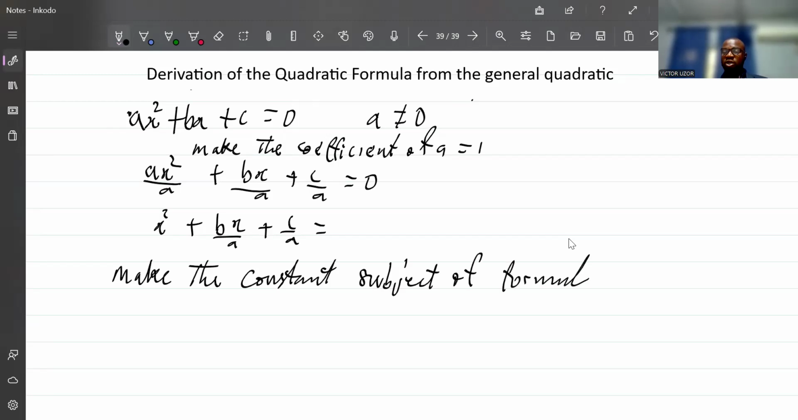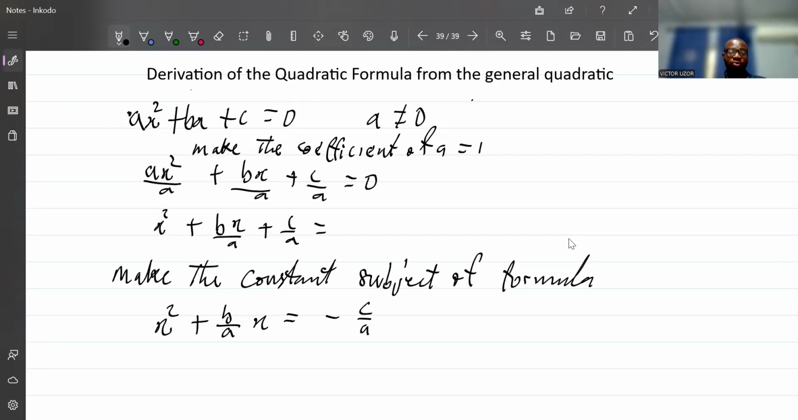So when you make the constant the subject of formula, you will have something that looks like this: x squared plus b over a x is equal to negative c over a. Now, negative c over a, which is the constant, is now the subject of this formula. So the next thing you will do, which is an important thing I need you to pay attention to, is that the coefficient of x, which is b over a, you find the half of it, then you square it.